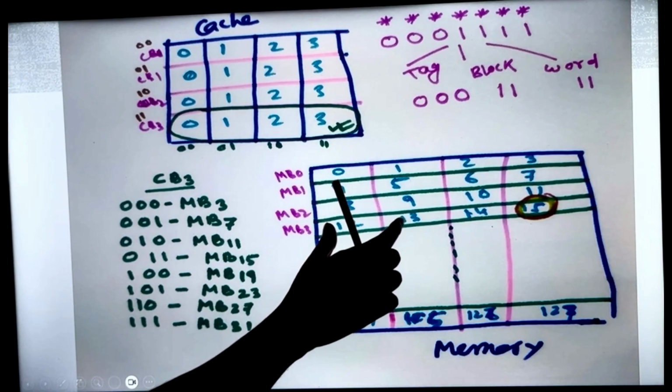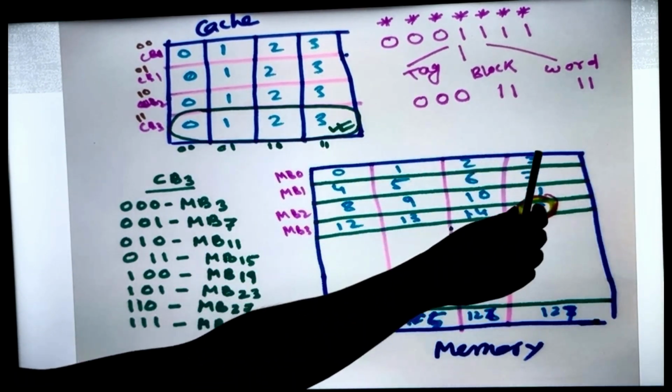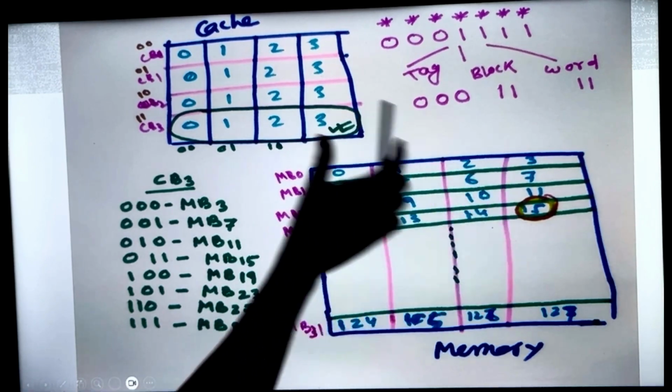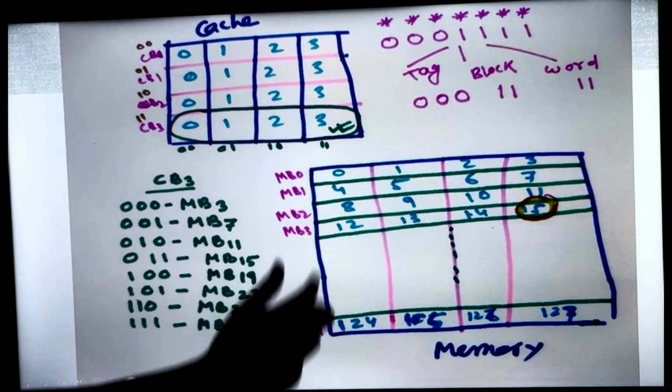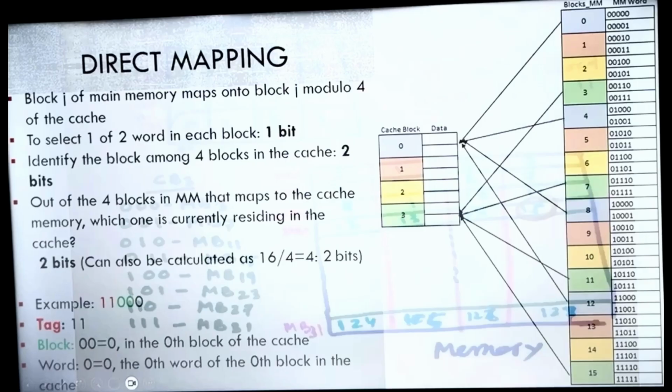So we know the memory block, we know the block number, right? We know the word number, so easily we'll get it. If this block is copied, we know this is a hit. Otherwise, if it is not matching, then we will say it's a miss. I hope you understood how direct mapping works. So we have some example also.